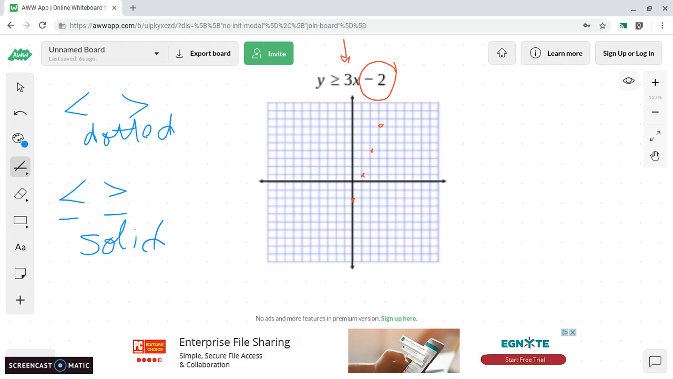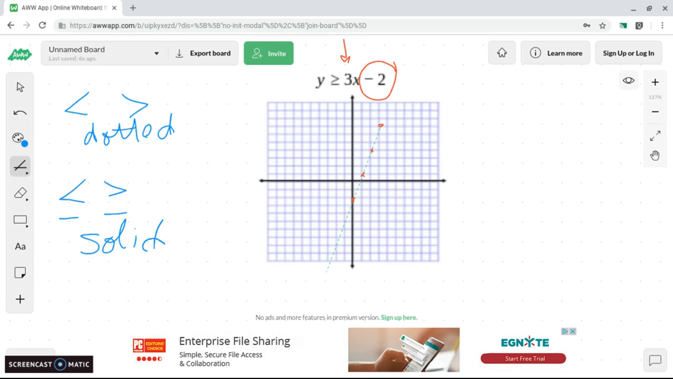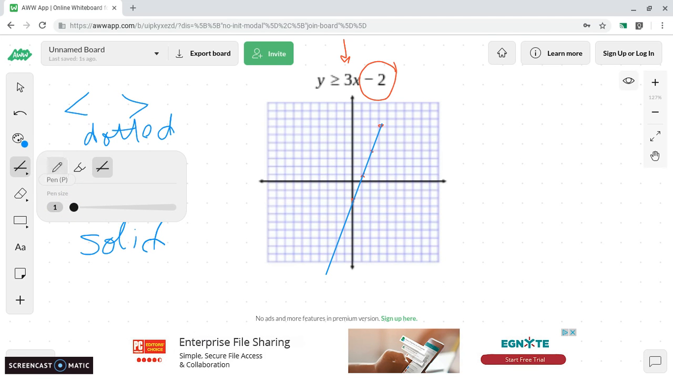And so we can go ahead and make our line through those points like that. And we want to add some arrows on the end. And then the last thing that we need to do is figure out where to shade.